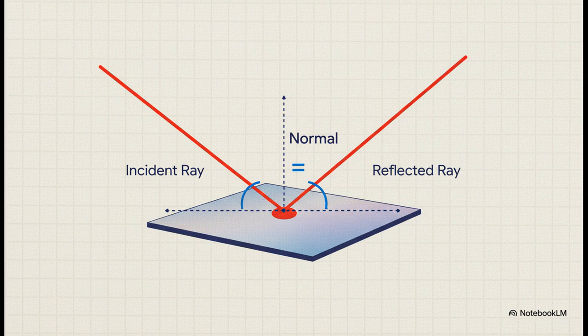The angle that the light comes in at, we call that the angle of incidence, is always exactly the same as the angle it bounces out at. Always. It's not just a guideline, it's a fundamental law of physics.